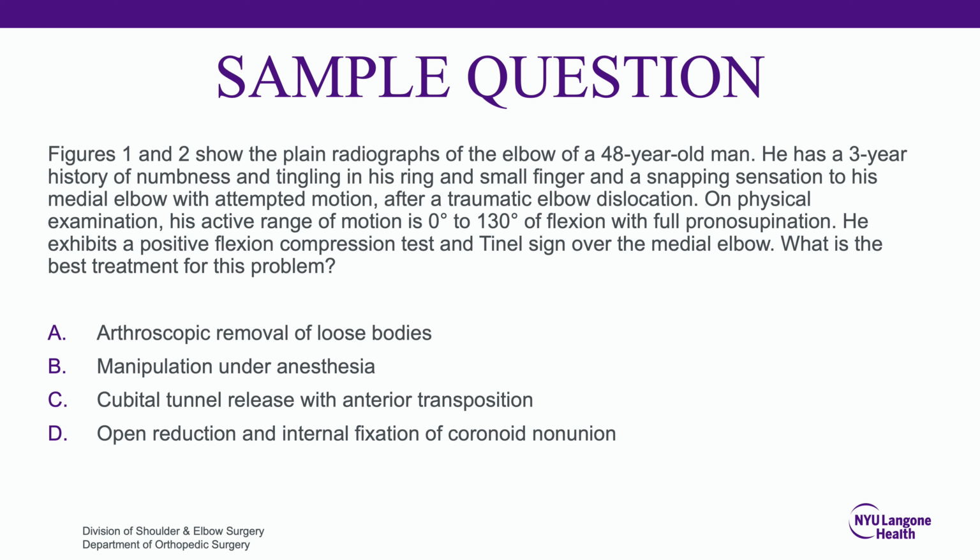Manipulation, his motion is good, so that's not going to be required. Cubital tunnel release makes sense. He has a lot of ulnar nerve symptoms with subluxating nerve. Open reduction internal fixation of a non-union. Clearly that's not going to be the case because he doesn't have a fractured non-union. He just has an osteophyte or loose body in that area. So the best answer is probably cubital tunnel release.